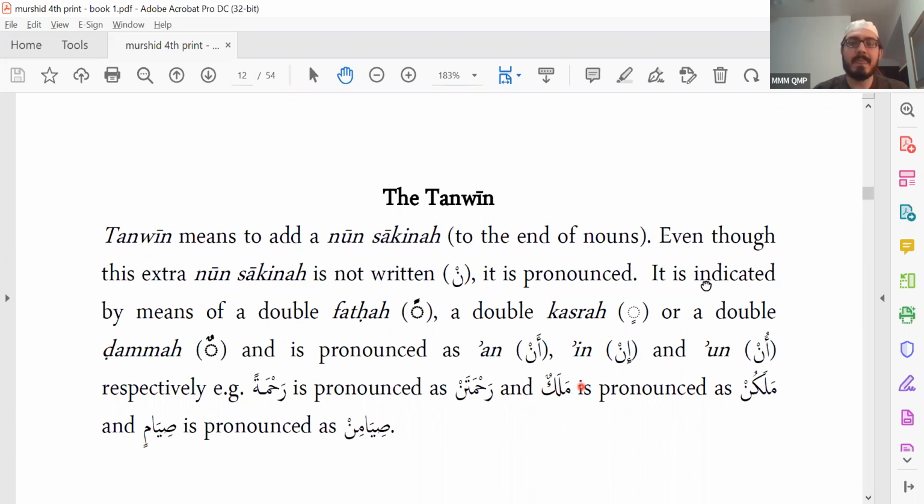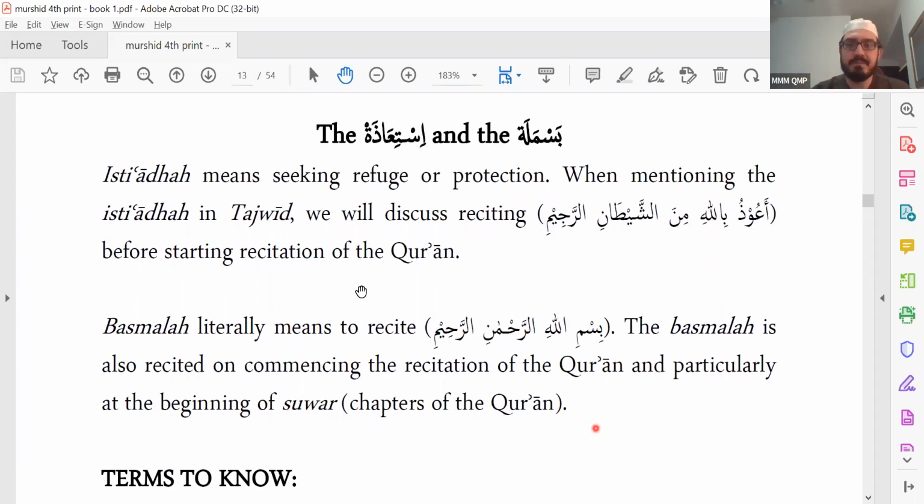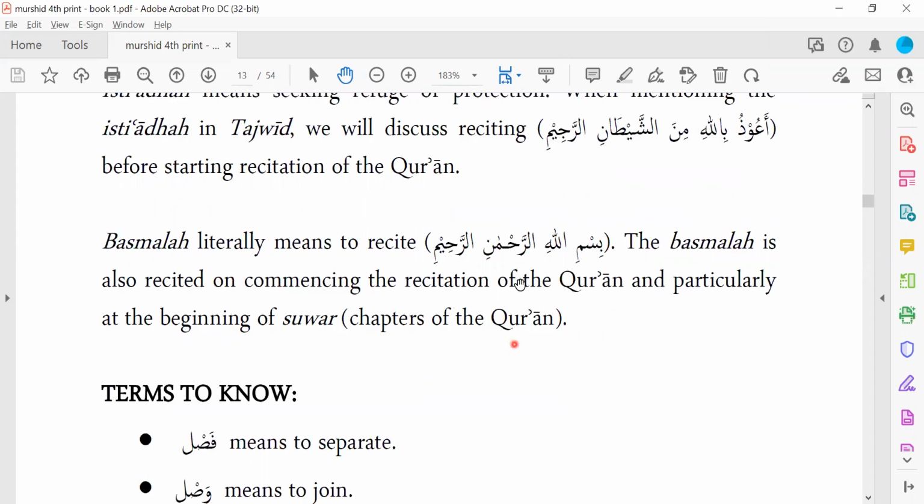Let's start. Bismillah. Okay, so we have isti'adha and basmala. Isti'adha means to seek refuge or protection. So when you're reciting the Quran, you must recite A'udhu billahi minash shaytanir rajim before reciting the Quran. The basmala is to recite the basmala, so it's a short form. Bismillahir rahmanir rahim. We recite this in the beginning of each surah.